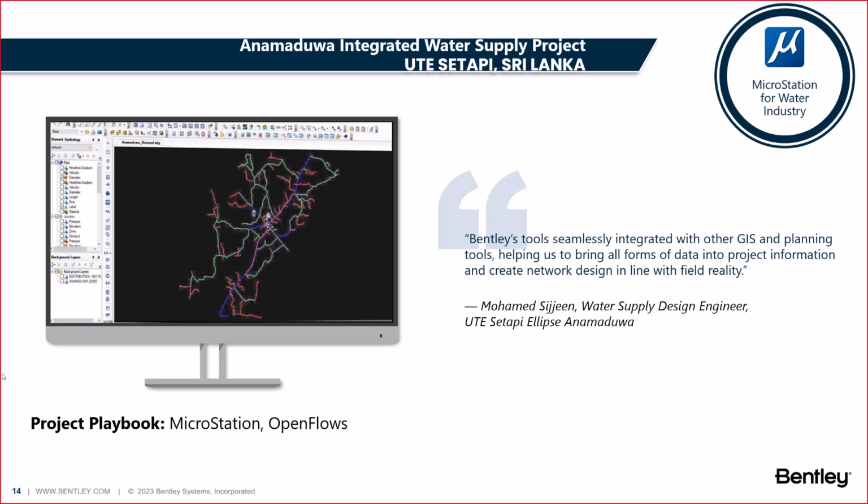So in this case, the users were using MicroStation and OpenFlows. OpenFlows was used to create the analysis of the water network, but MicroStation was used to create a geo-coordinated model of the water network, right? So considering also the real-time field conditions, they were facilitating the integration with third-party GIS data and planning features, and also showing dynamic modeling to evaluate numerous network scenarios, right, for better decision making.